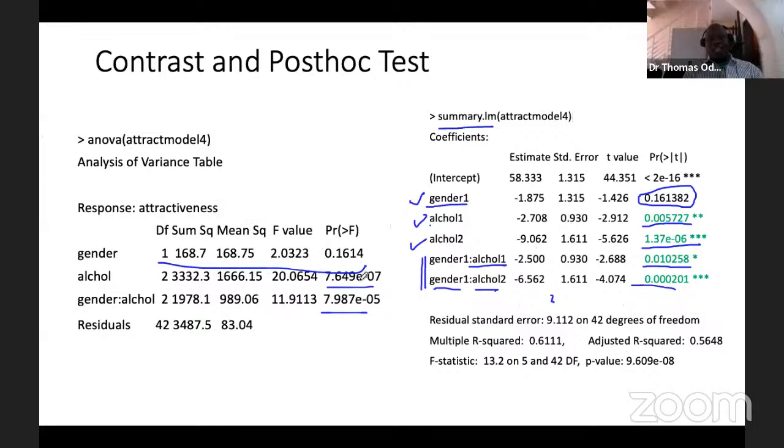So this one will just tell you the significant interaction between alcohol and gender. But this one now tells you where the interaction is coming from. Okay, so here you still have the residual, you have the degrees of freedom, then you have the adjusted, and then you have the R square, we have adjusted R square, and then you have the p-value.